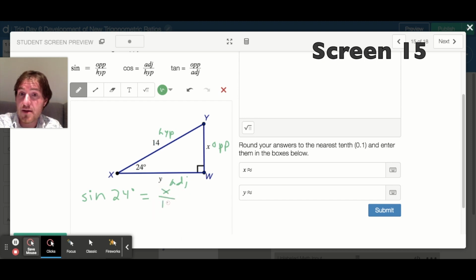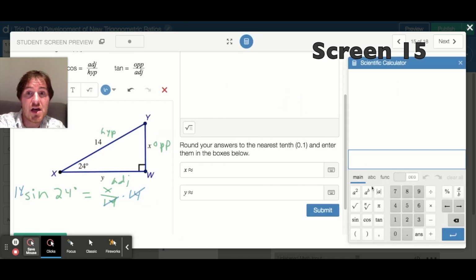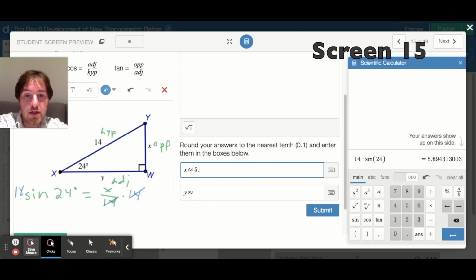I might just do this quickly in my calculator, okay? Because what I have to do to both sides is multiply both sides by 14 to get rid of that, right? Opposite over hypotenuse there. So I'll multiply both sides by the hypotenuse to bring the hypotenuse over here, and the hypotenuse times whatever that ratio is going to give me my opposite side. Simple as that. So I'm going to go ahead and do this. 14 times sine of 24 degrees, and I got about 5.7. So it's to the nearest tenth, so I'm going to go with about 5.7. Okay, there we go, 5.7.